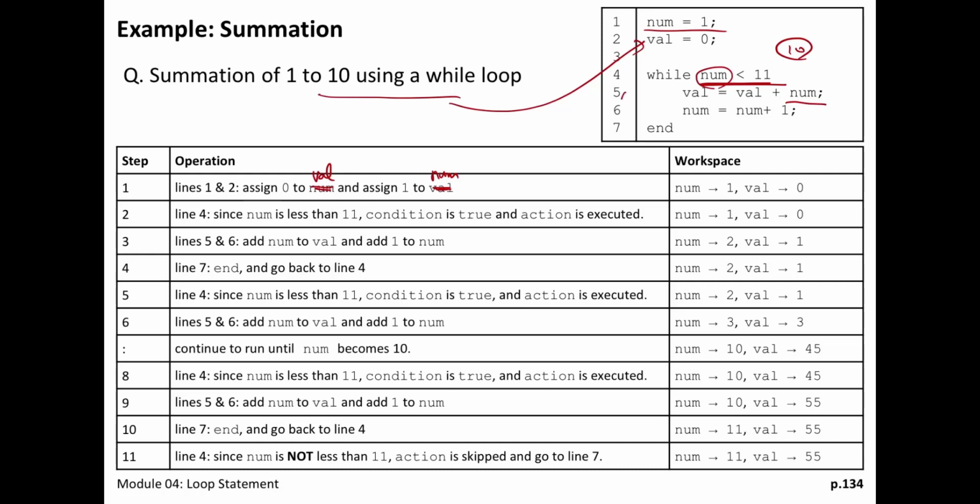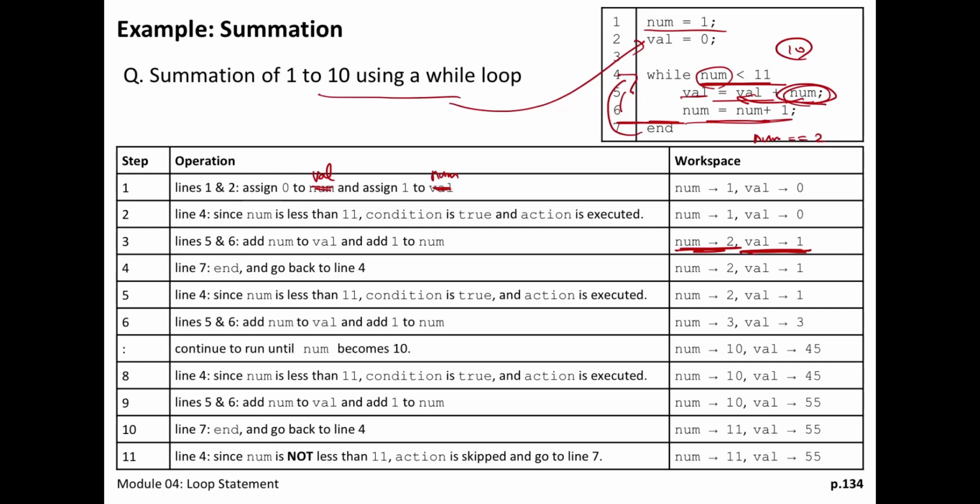So this action is executed. What is the action? You're adding the num to val, right? Num to the value. So now, maybe it's up to this point. Val is 1, right? 1 is added to the val. Num becomes 2, right? And then go up. And now num is 2.